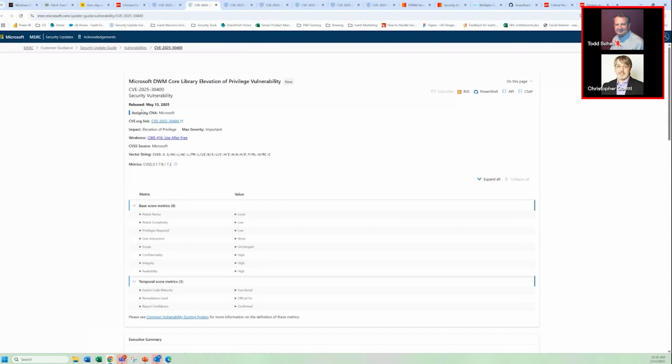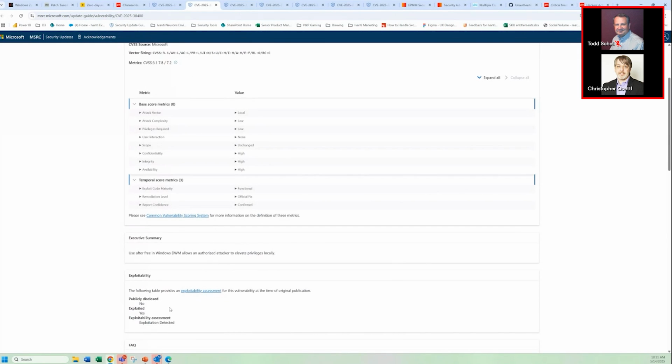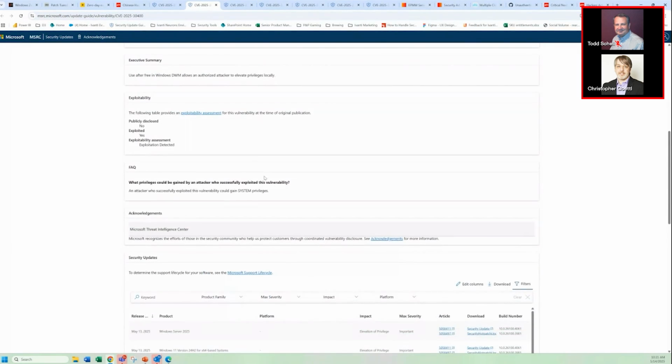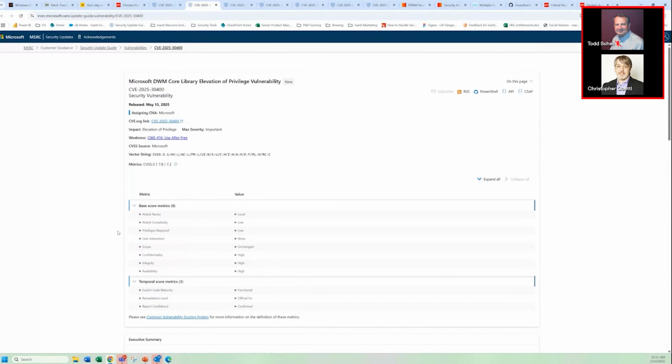Microsoft DWM Core Library Elevation of Privilege Vulnerability. This one is also being exploited. The attacker in this case could gain system-level privileges if they exploit this vulnerability. A couple of things about this, and actually all 5 of these vulnerabilities this month, they're all rated important. They all have between a 7.5 or a 7.8 CVSS score. Because they have been actively targeted.